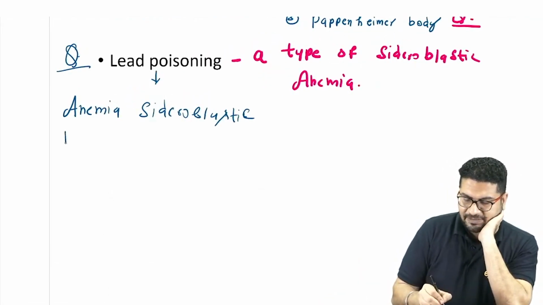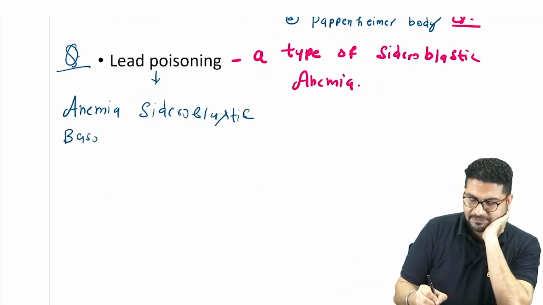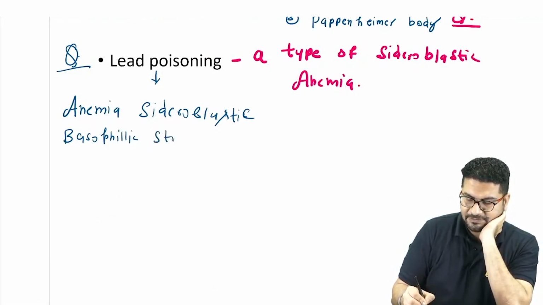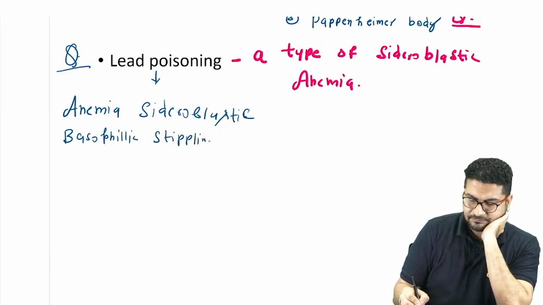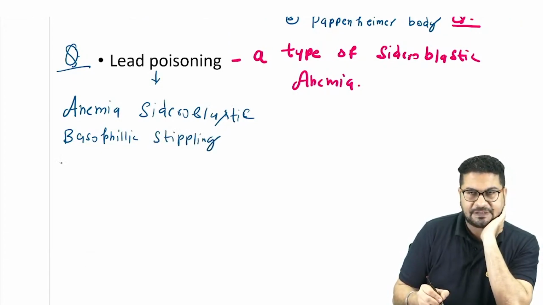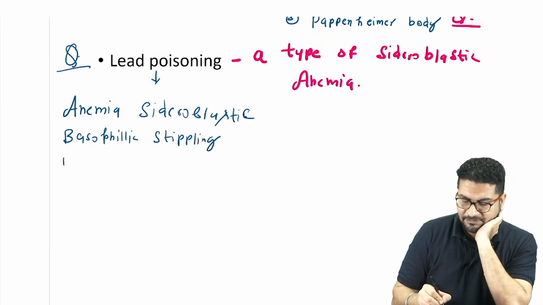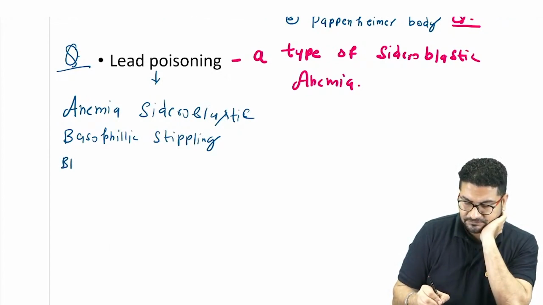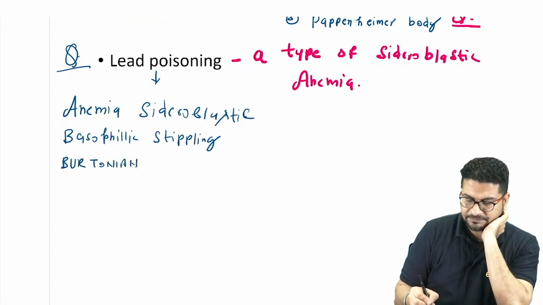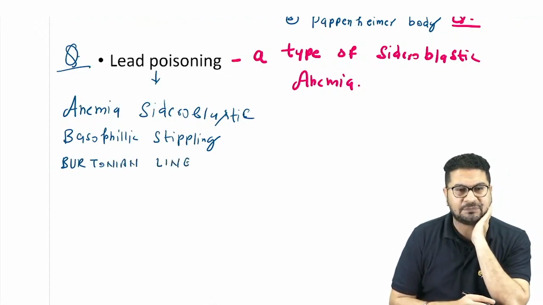In the peripheral smear, as I told you, there will be basophilic stippling, meaning the red cells will be loaded with basophils. There will be a blue line in the gum. This blue line is called Burtonian line. This is your forensic medicine question. You can notice the patient can develop blue lines in the gum. We call this Burtonian line.